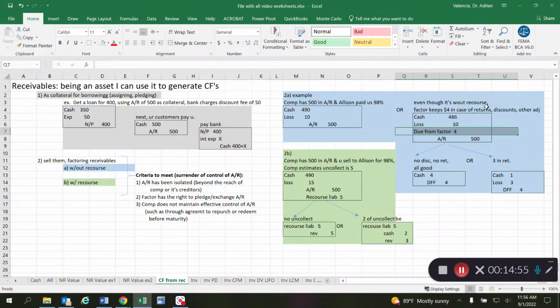It's issues about customers possibly returning some of these items. And if they return them, well, their accounts receivable balance goes down. If they get discounts, their accounts receivable go down. And hence, Allison would receive less.